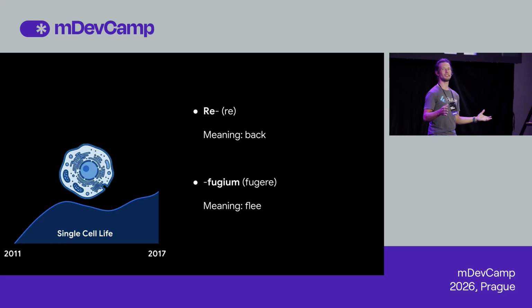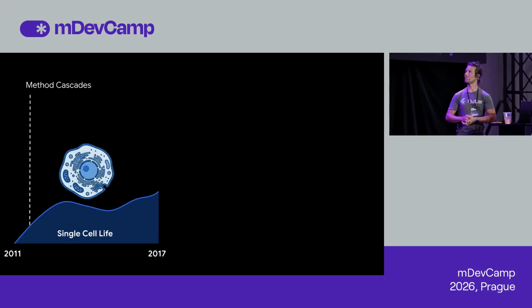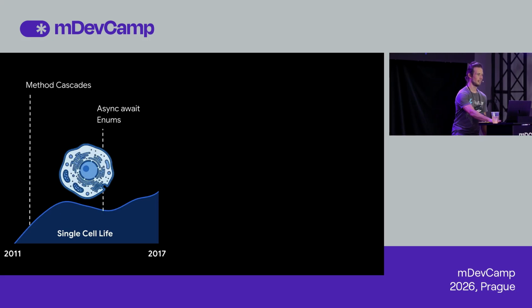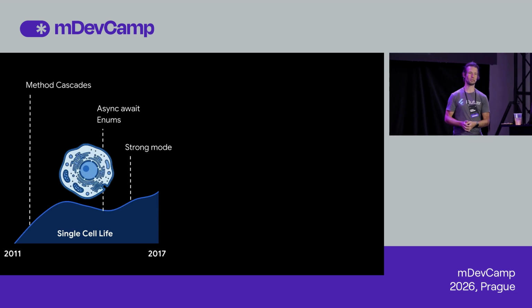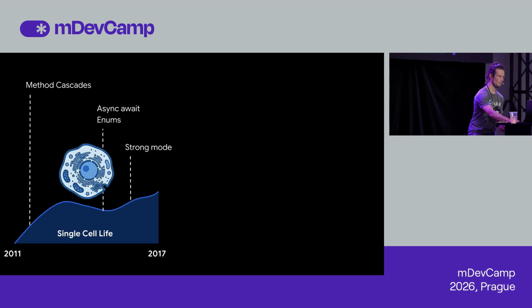And usually what happens to a species when it is in a refugium is it undergoes genetic drift. And Dart underwent genetic drift. Dart's DNA changed. It got method cascades in 2012. In 2015, it got enums and async await. And then in 2016, it got strong mode, which later would become a strict type system.